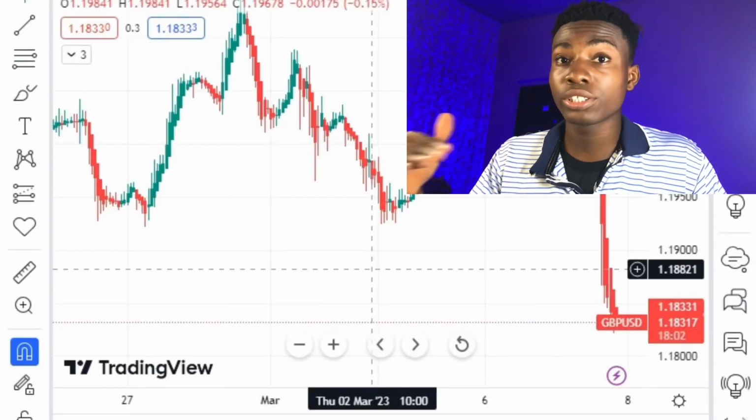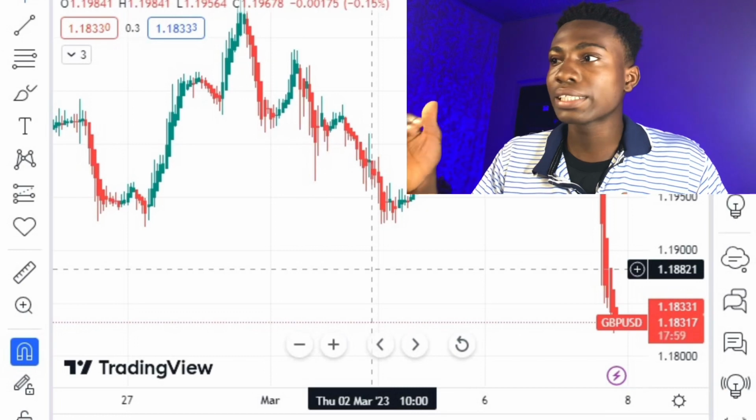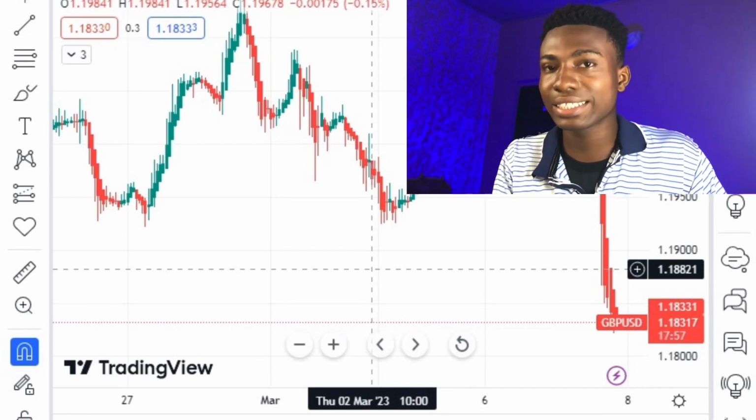Now this doesn't mean that you always use the Heikin Ashi candlestick, because at some point you want to level up and look at the normal chart. But for this stage that you are in, I feel like this is the best candlestick that will help you understand the market very well and not get confused.